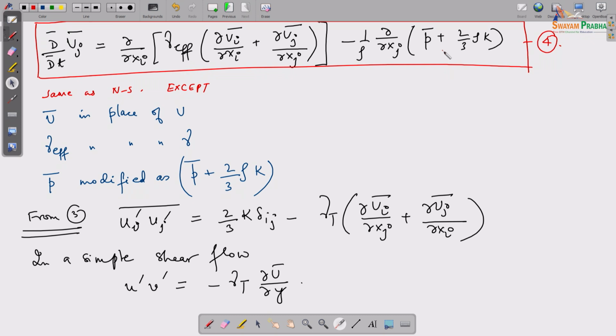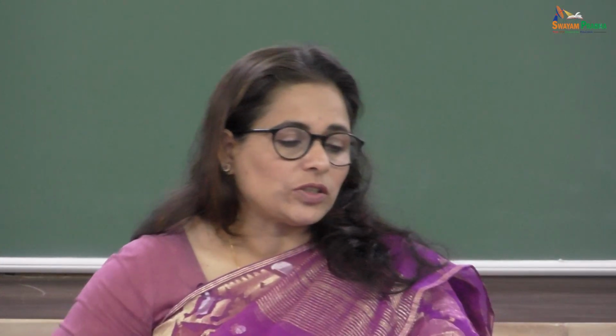If you see how the equation changes, it is again the Navier-Stokes equation, except for these modifications: gamma effective is here, and the pressure is modified in this fashion. Essentially this term boils down to the fact that we are looking at shear. So I think we will stop here and take this up again in the next class. Thank you.